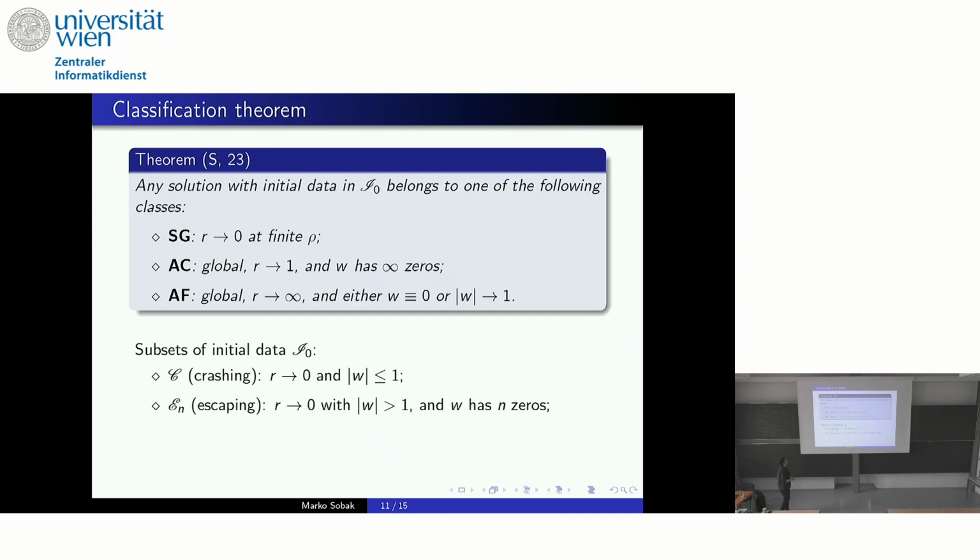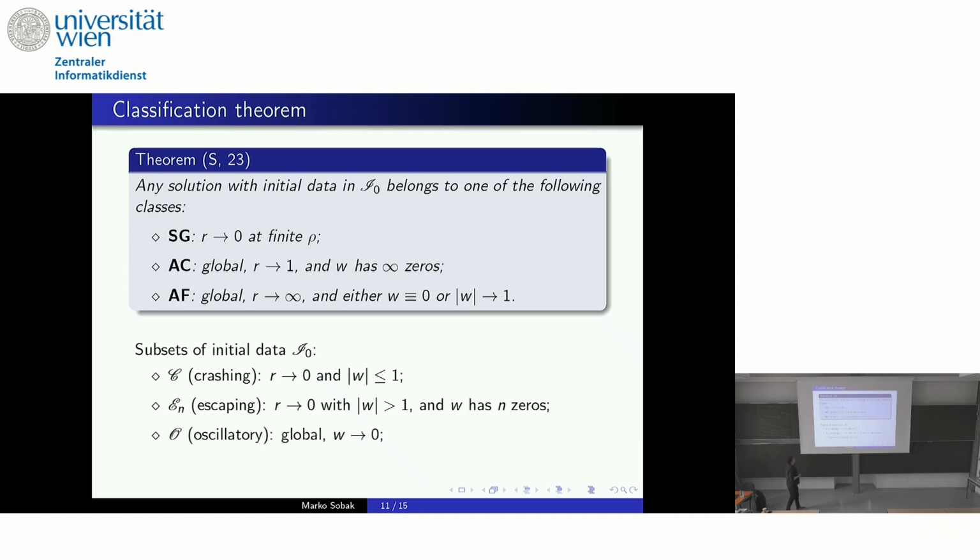Then you have the escaping ones, denoted by E. Here we have an additional parameter N. These are also singular in the sense that R tends to 0, but W exits the strip, and W also has N zeros. Actually, you can show that if W ever exits the strip, then it will stay outside of the strip, and you will in fact have R tending to 0. So we could even delete this condition. We could just assume that W exits the strip and has N zeros, and call them escaping. These are somehow less bad than the crashing ones.